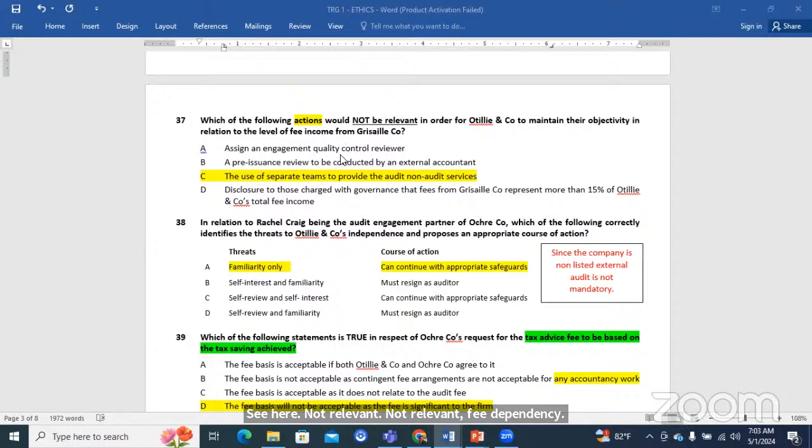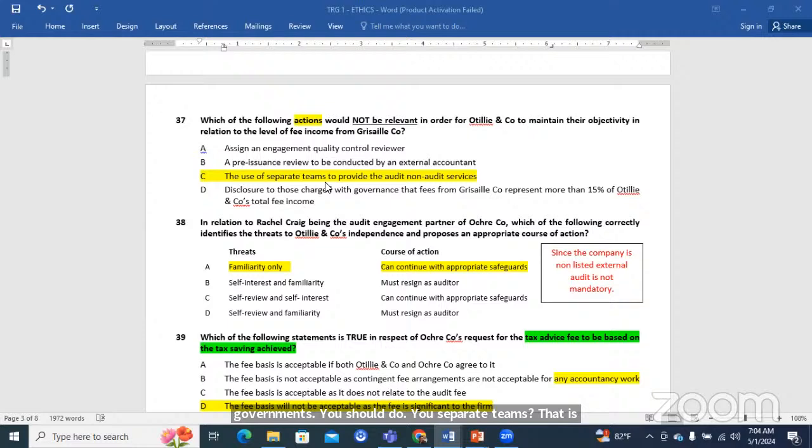Engagement quality control review should be performed. That is pre-issuance review. Another name is what? Pre-issuance review. Pre-issuance review and engagement quality control review, both are the same. That you should perform as a safeguard. And also you should discuss with those charged with governance. Use separate teams, that is not given.